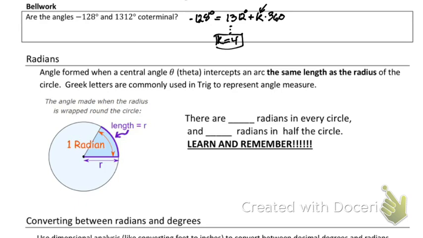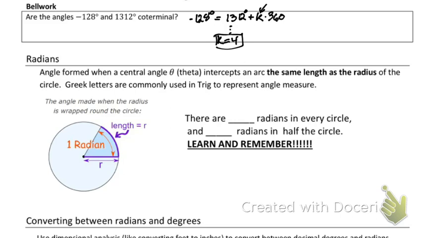Since k is 4, 4 is an integer. It is in fact coterminal. In other words, since k is 4, that means there are 4 360s between negative 128 and 1312. If you take your calculator and type in negative 128 and you add 360, add 360, add 360, and add 360 one more time, you'd come up with 1312. So that means they are in fact coterminal. They would not be coterminal if k was a decimal.